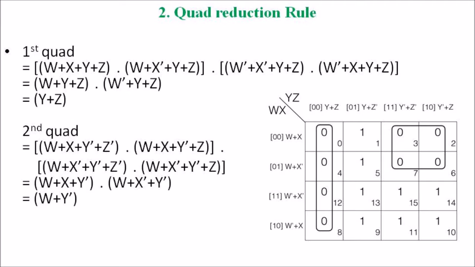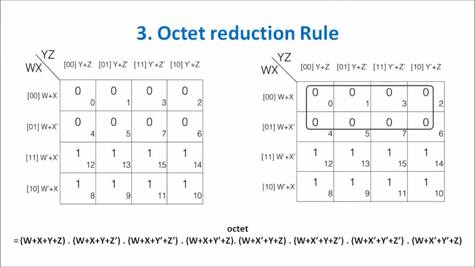Now let us consider the octet reduction rule. The octet reduction rule is considered as per the following given K-map. Mark the cells in octets, that is a set of 8 having the value of zeros. Here we can see a single octet with M0, M1, M2, M3, M4, M5, M6 and M7 forms the octet, and we should remove the variable that is changing in the octet.